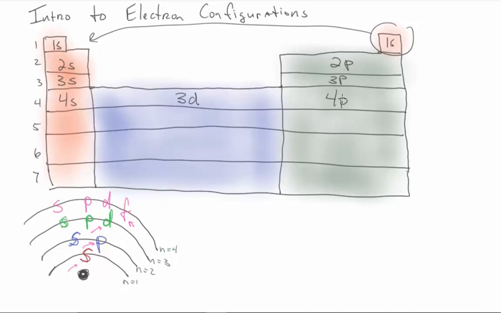So after 3D, we go to 4P, and then we've got 5S, 4D, 5P.